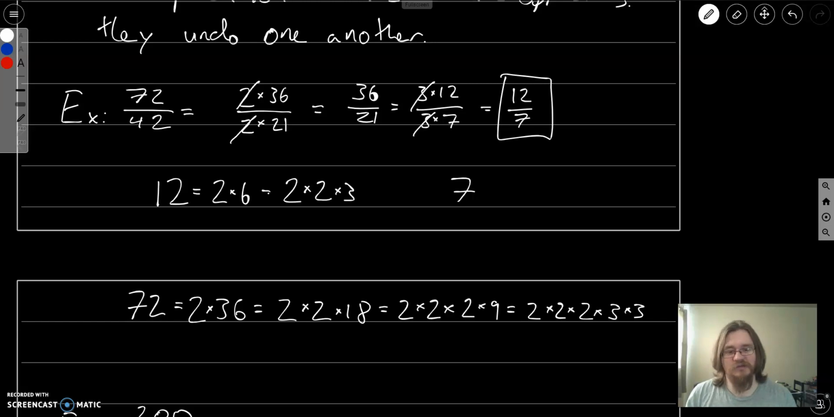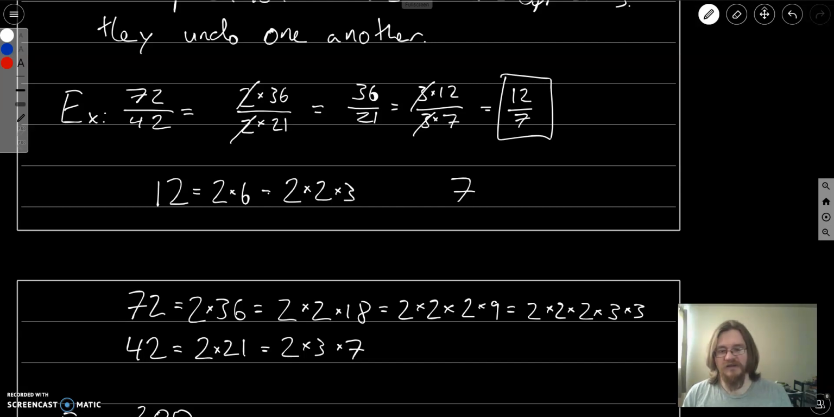And all of these numbers I can't break down anymore. I can't break 2 down anymore. I can't break 3 down anymore. So let's do the same thing with 42. So with 42, again, this is going to be 2 times 21. 21 is going to be 3 times 7. And again, I can't break the 2 down anymore. I can't break the 3 down anymore. I can't break the 7 down anymore.